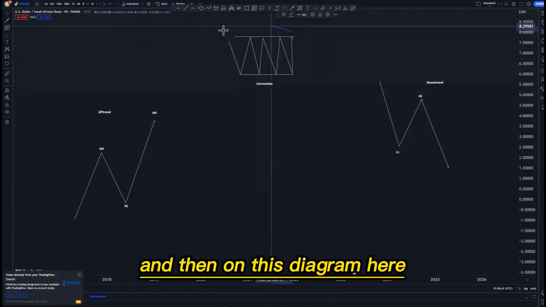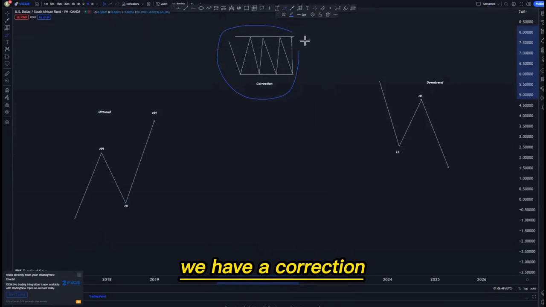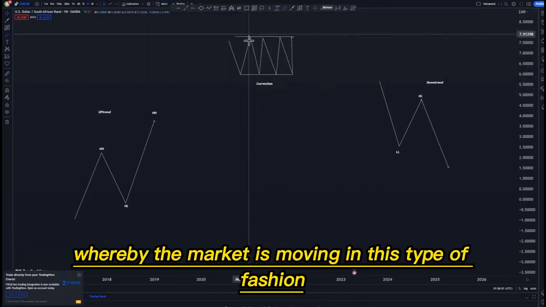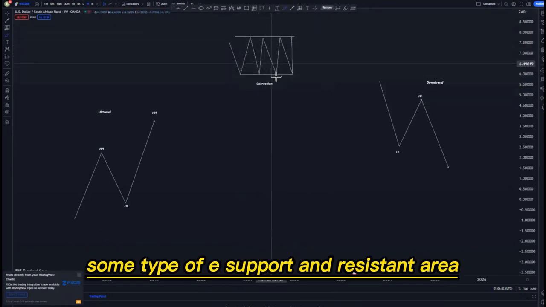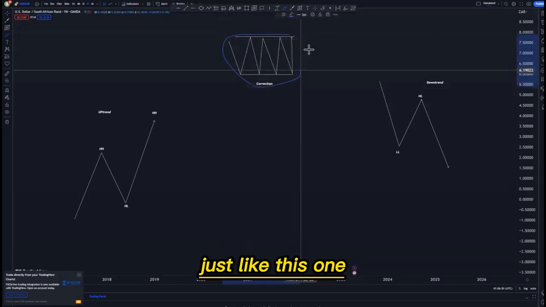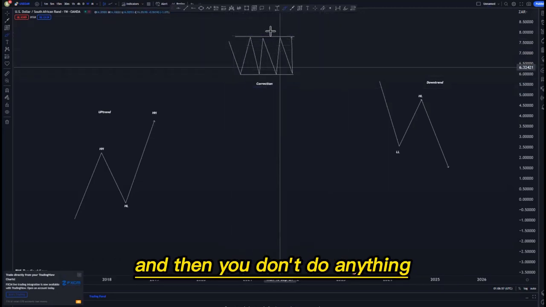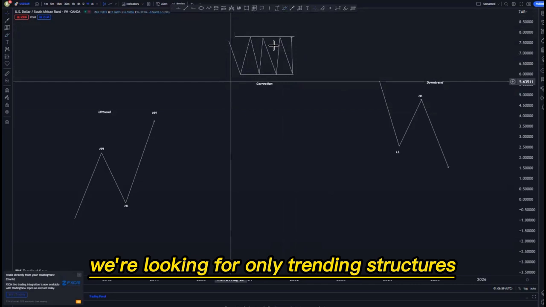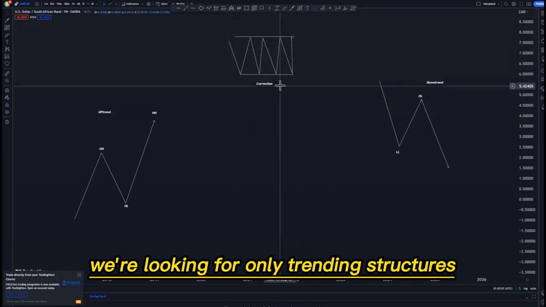And then on this diagram here, we have a correction whereby the market is moving in this type of fashion, some type of support and resistance area, just like this one. You don't do anything on this type of price action. We're looking for only trending structures.